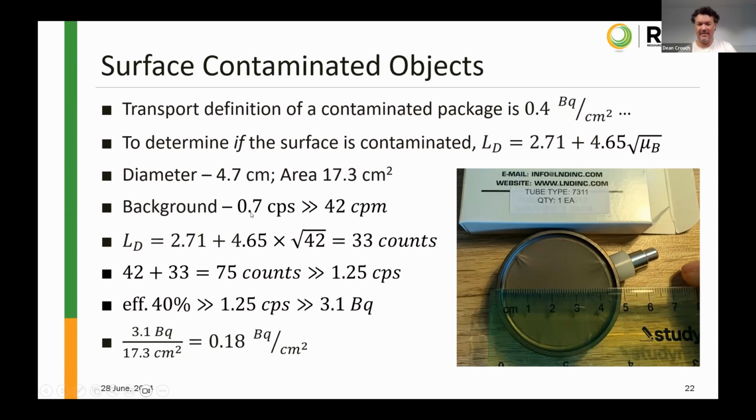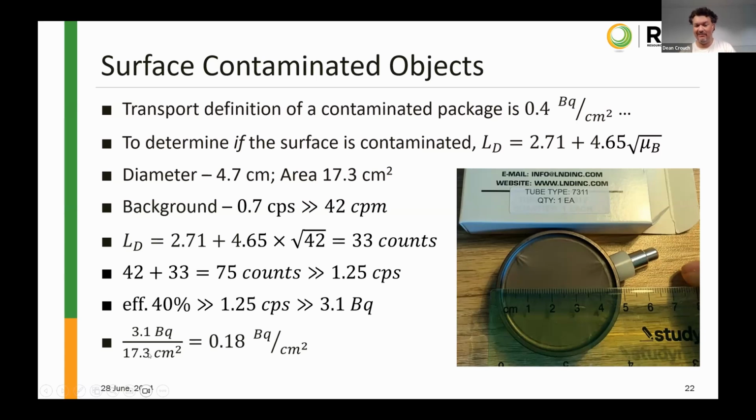If I've got a background of about 0.7, that translates to 42 counts per minute. I can plug that through the formulas that we've done so far, including my background. So it's background plus this, because that's the formula we saw in the previous slide. And that, with the efficiency, gives me 3.1 becquerels. So if I'm getting 75 counts in that minute, it equates to 3.1 becquerels.